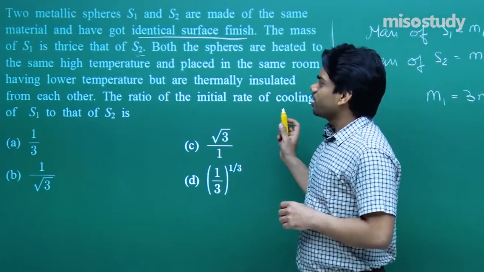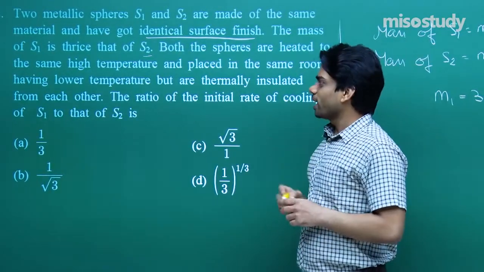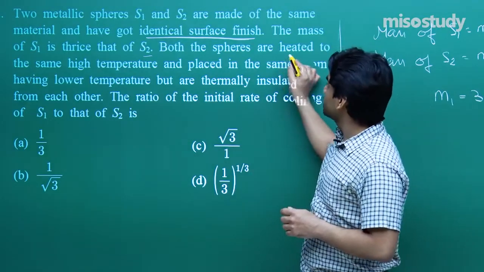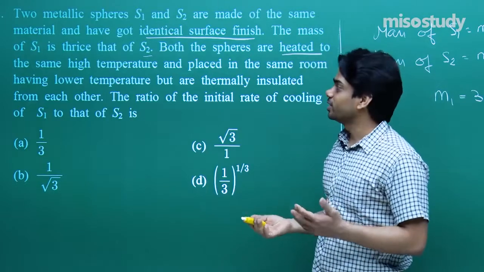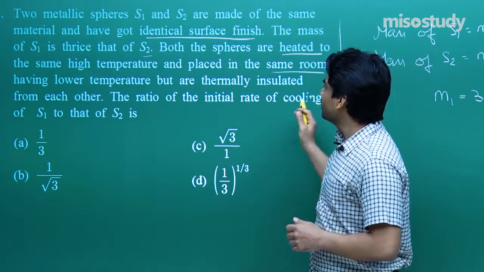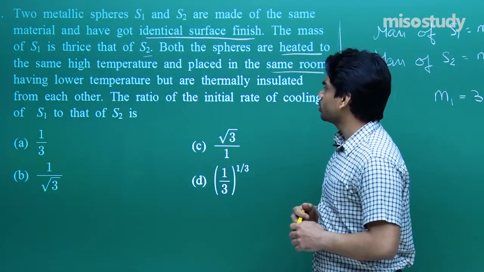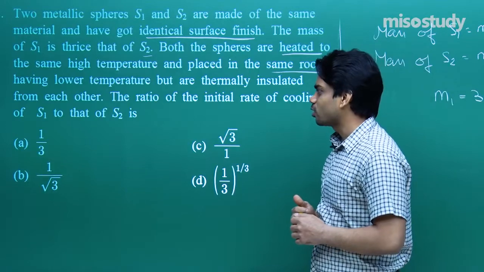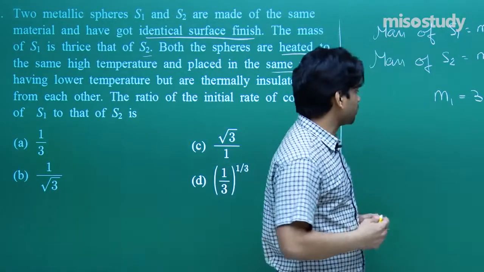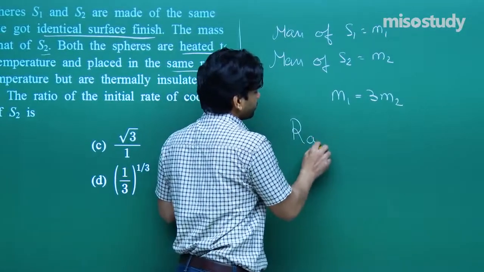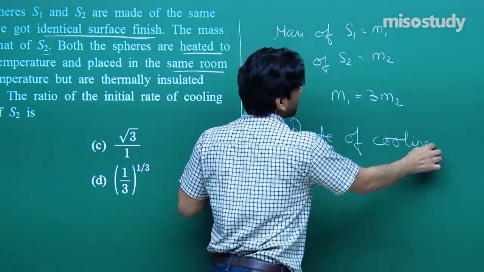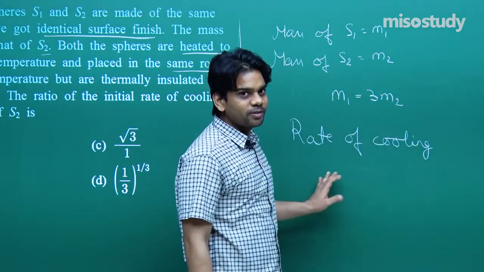Both these spheres are heated to the same high temperature and placed in the same room having lower temperature but are thermally insulated. That means they are not touching each other. The ratio of the initial rate of cooling of S1 to that of S2, we have to find out. Rate of cooling, that is what is required, that is the rate of change in temperature divided by time.